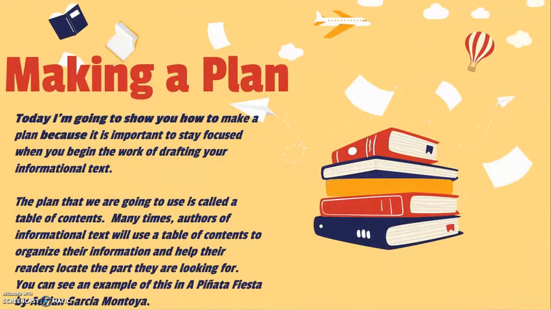Making a plan. Today I'm going to show you how to make a plan because it's important to stay focused when you begin the work of drafting your informational text. The plan that we are going to use is called a table of contents. Many times authors of informational text will use a table of contents to organize their information and help their readers locate the part they're looking for.